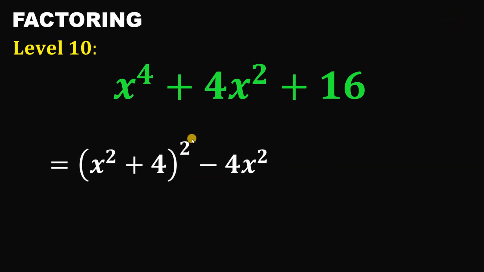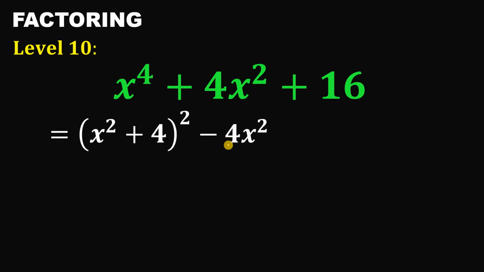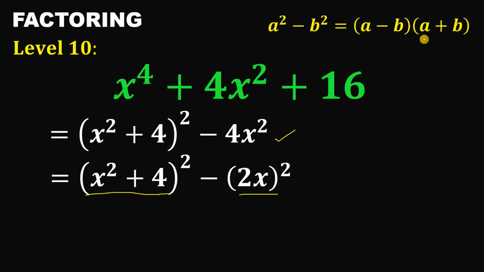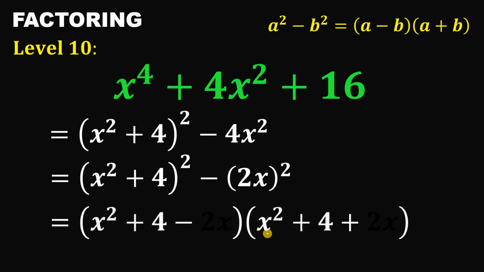Now, let's focus on this expression. Now, 4x squared, we can rewrite this because we know 4 is 2 squared, so we can rewrite this as 2x raised to the power of 2. Now, we have here the difference of 2 squares, and we can factor this out nicely as a minus b multiplied by a plus b. Alright, so we can factor this out. We have minus and plus. Now, we have the first term, x squared plus 4. Now, we have the last term, 2x.